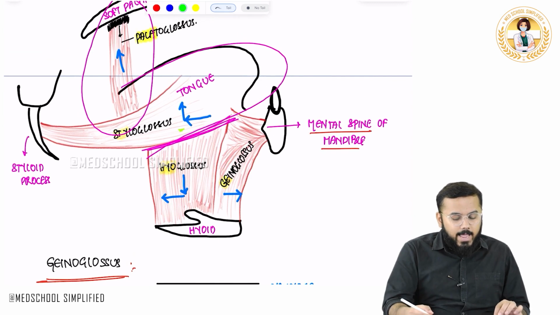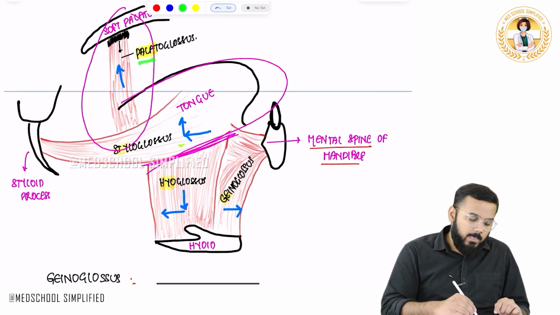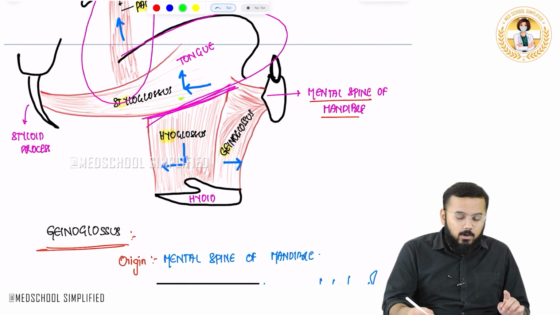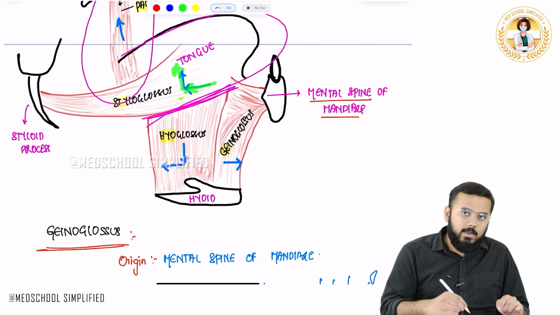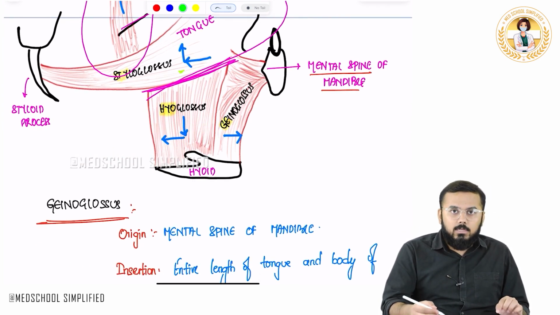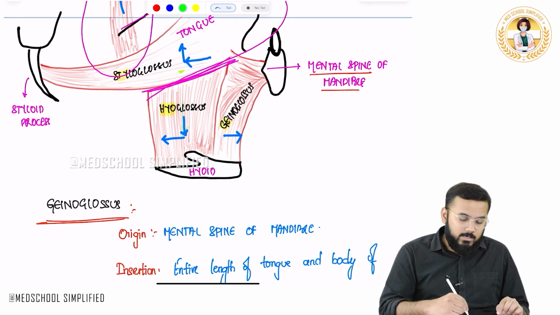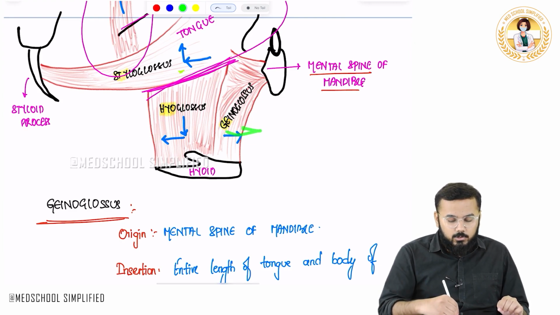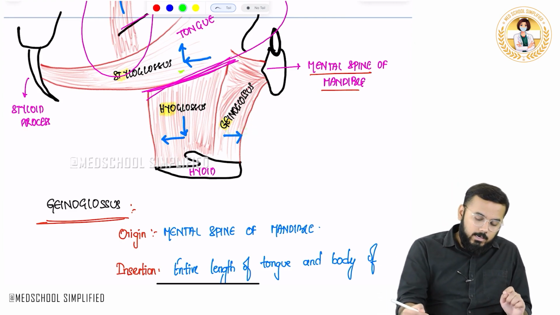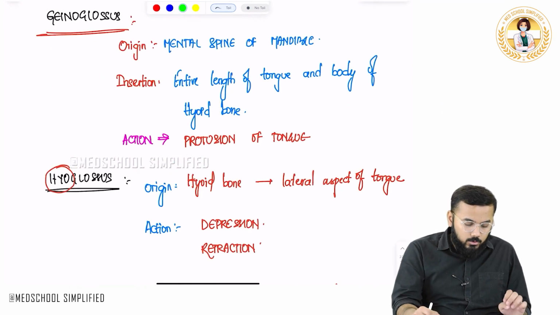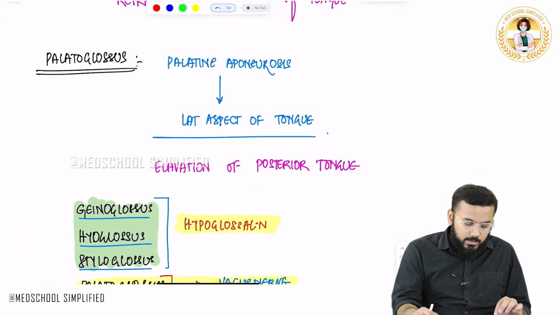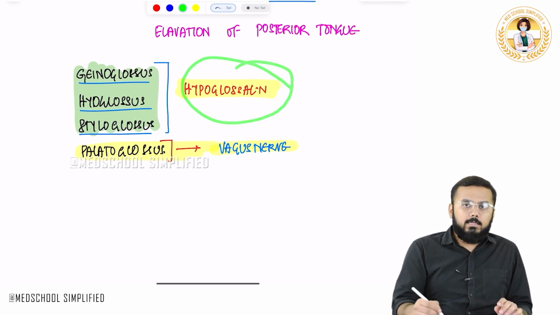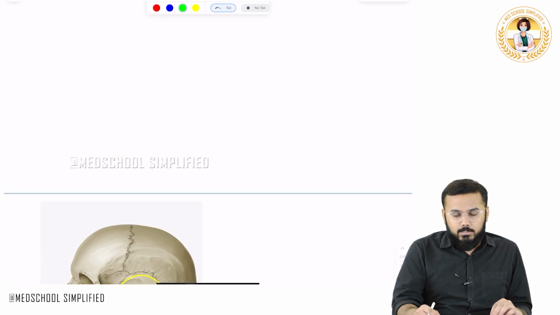By looking at it, the actions are also discussed here. First, the palatoglossus action is elevation of the soft palate and the tongue. Next, the styloglossus action is retraction and elevation of the tongue. Hyoglossus action is depression and retraction of the tongue. And genioglossus is the only muscle responsible for protraction of the tongue, that is, putting the tongue outside. We discussed the origins and insertions, and the important thing is all these muscles are innervated by the hypoglossal nerve except the palatoglossus, which is innervated by the vagus, right?